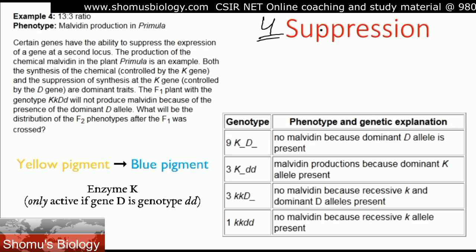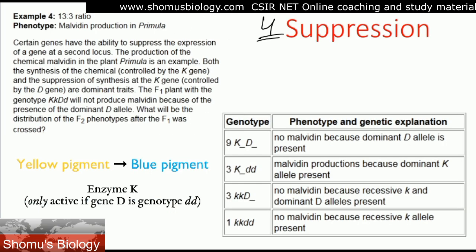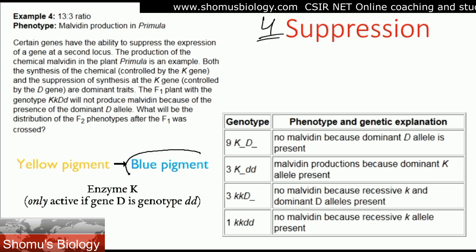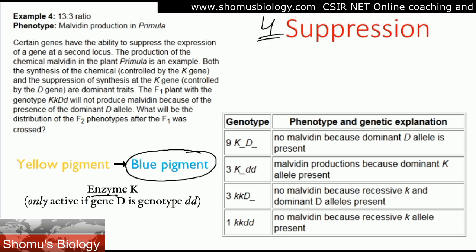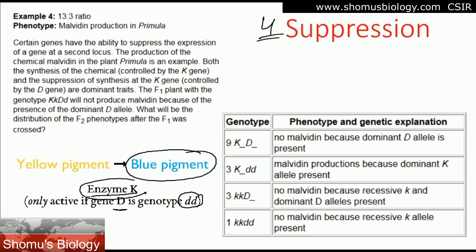Now the fourth kind, or suppression type, which will be very much familiar, very much similar to this dominant epistasis, only a minor difference. In suppression also you will see one particular gene will suppress the expression of another gene. In this case we are talking about formation of blue pigment from yellow pigment, and we need an enzyme, enzyme K, which converts yellow pigment into blue pigment. And enzyme K is only active if gene capital D is genotyped with small d, small d. So gene D, if present in homozygous recessive form, that is small d, small d, then only will enzyme K act, otherwise enzyme K will not act. So we are talking about the production of a pigment known as malvidine.